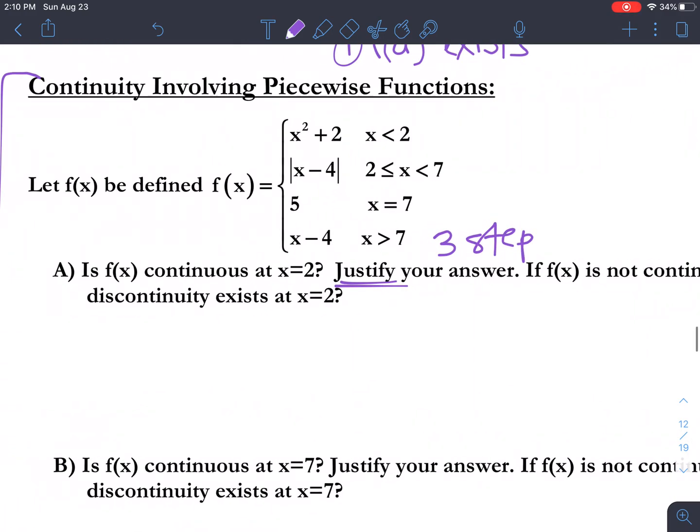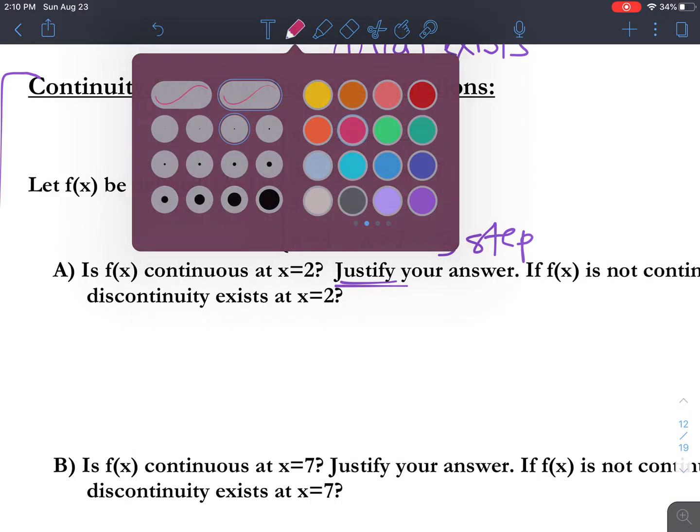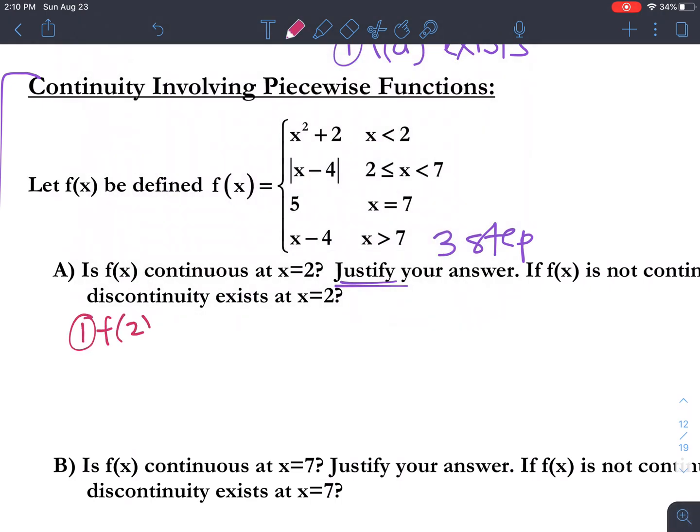Okay, the first step, what's f of 2? F of 2, here is where it's equal to 2, so 2 minus 4, absolute value, that would give me 2. Okay, so that exists. How about step 2? What happens as I approach 2 from the left? What happens as I approach 2 from the right?